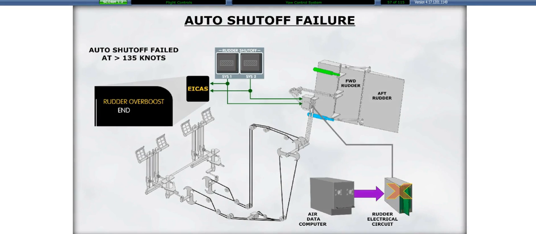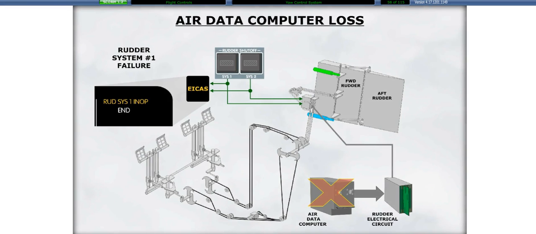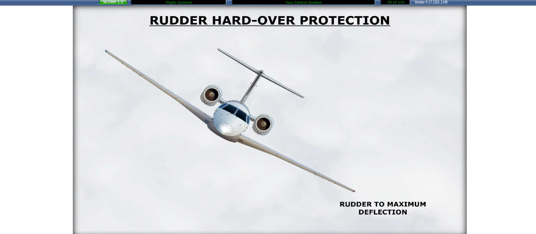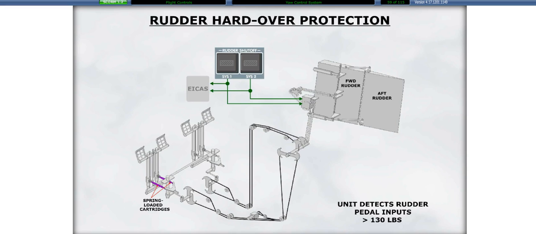If the automatic shutoff fails above 135 knots, both systems will operate the rudder, and a rudder overboost message will be displayed on the ICAS. Rudder System 1 fails in the event of a loss of both ADC systems. A rudder hardover protection system prevents rudder hardover by automatically selecting mechanical reversion mode. A rudder hardover would drive the rudder to maximum deflection and may result in a roll which could be difficult to control. The system consists of spring-loaded cartridges containing a microswitch.